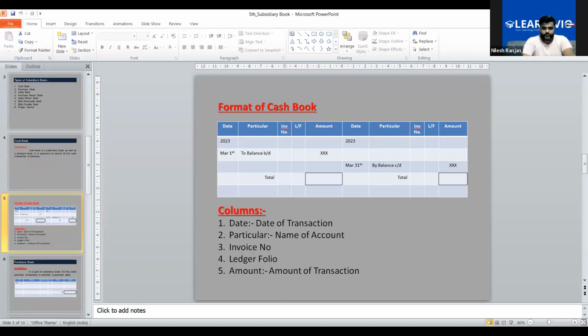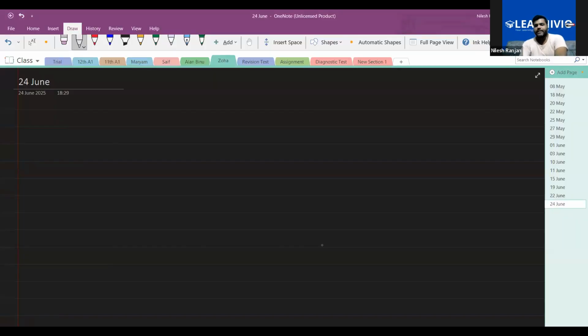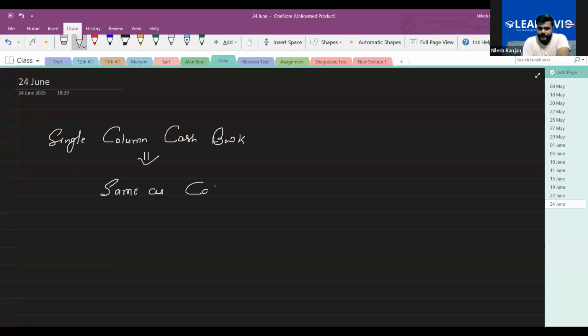Now, first of all, if you remember, I told you that in a single column cash book, we only talk about cash amount, only cash transactions, nothing else. No bank transaction, no discount, nothing. So it is the same as the cash account. The ledger cash account is prepared in the same manner. Only cash transactions will be recorded.